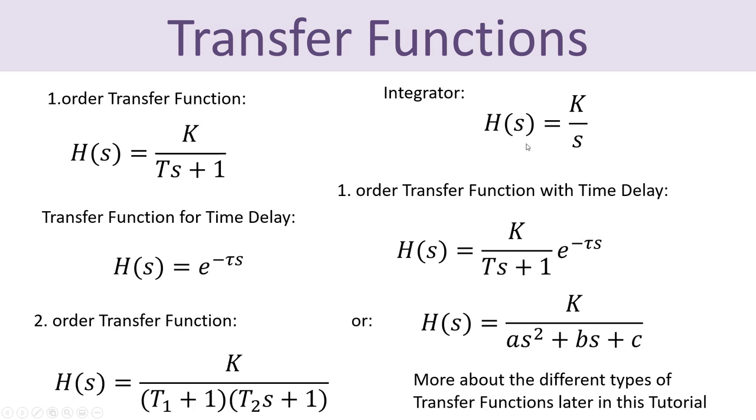Here you see a transfer function of an integrator. Here you see a transfer function of a second order system. It can be written in different ways. This is one way to write a second order transfer function. This is another way to write a second order transfer function. In this case, we have two time constants, T1 and T2.